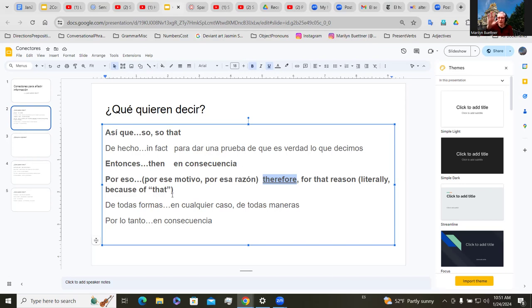Llovió ayer, por eso no lavé el carro. It rained, so I didn't wash the car. Okay, vale.